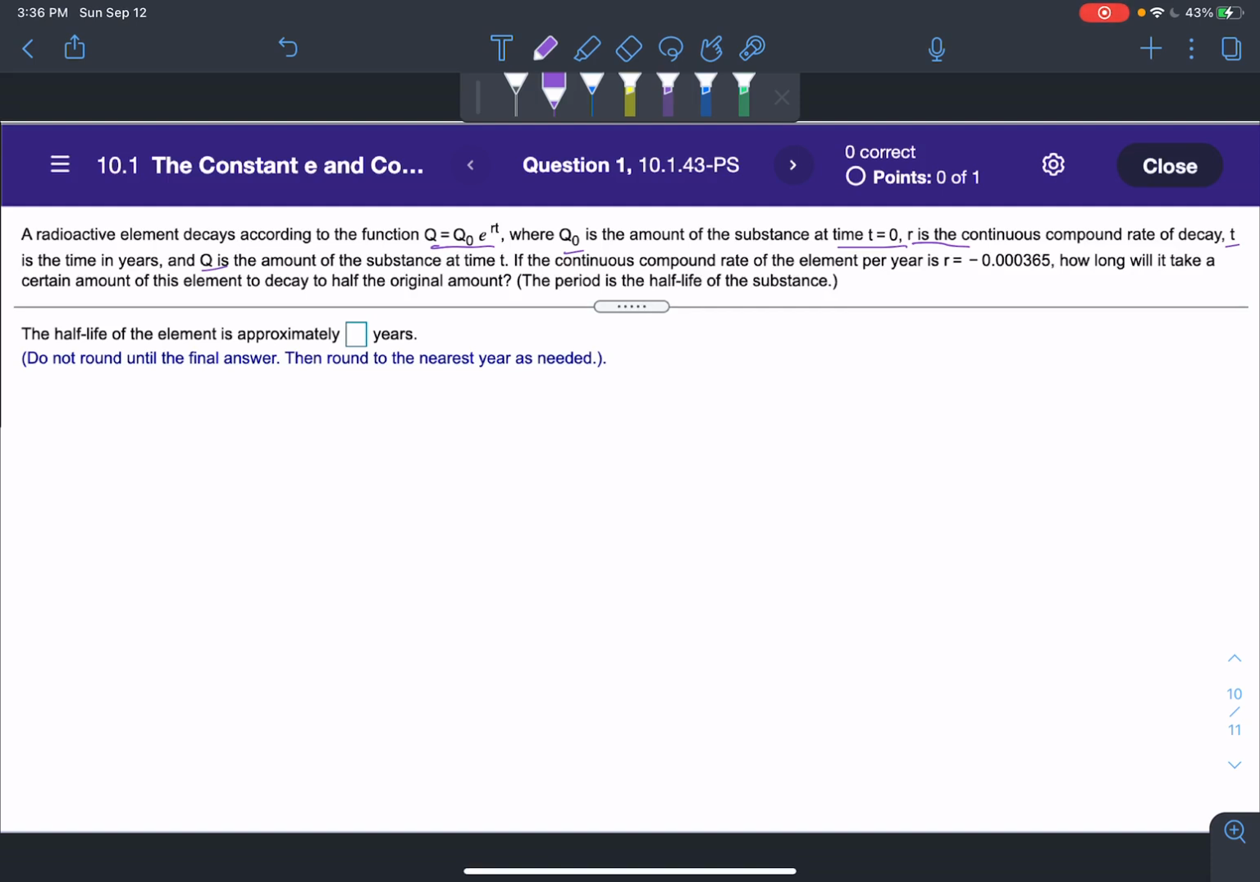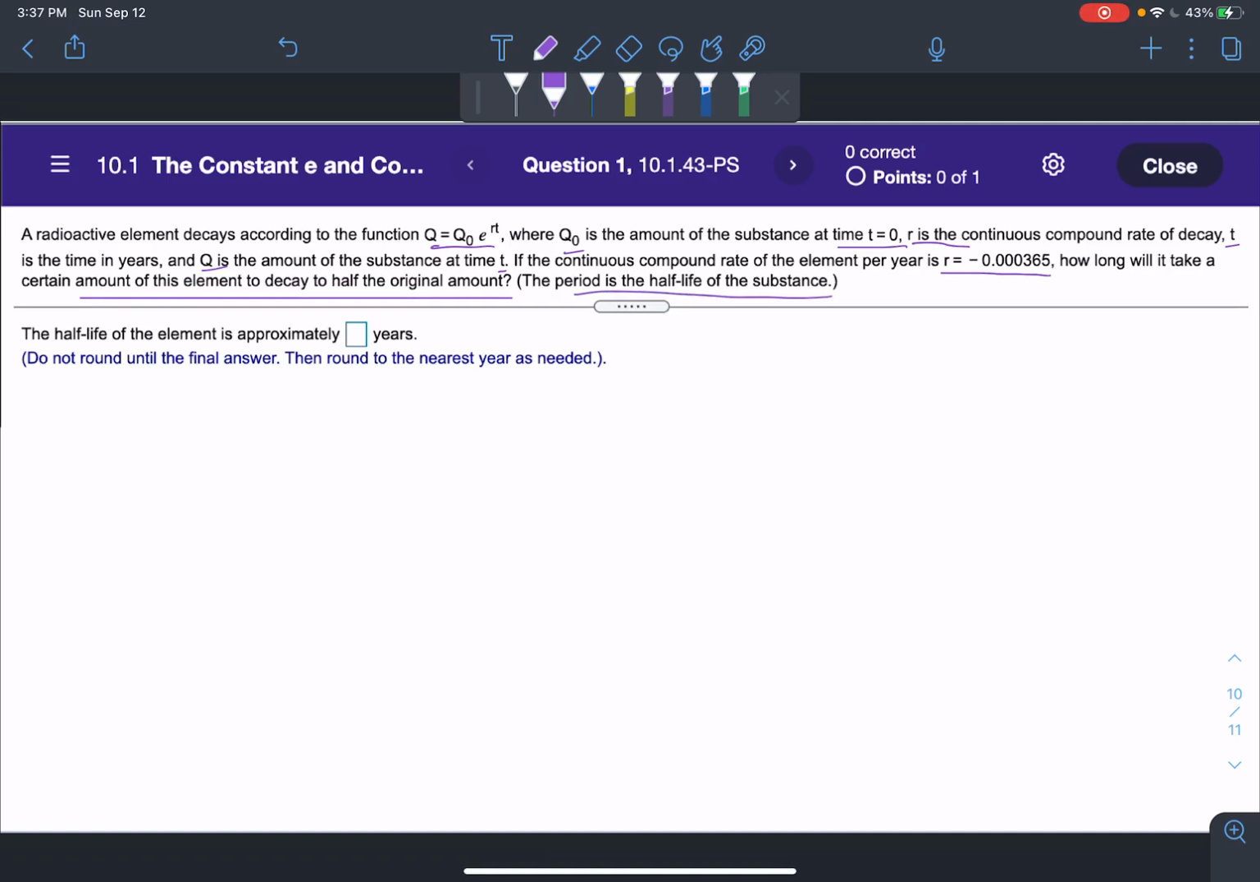It's kind of similar to our A equals Pe^(rt), right? In this case, Q is our amount at time T, and Q naught is the amount at time 0. Very similar. But anyway, we know that our rate here is this decimal. Notice it's not a percentage, so we don't have to convert it. And then we want to know how long it will take for a certain amount of this element to decay to half of its original amount. This is called the half-life of the substance.